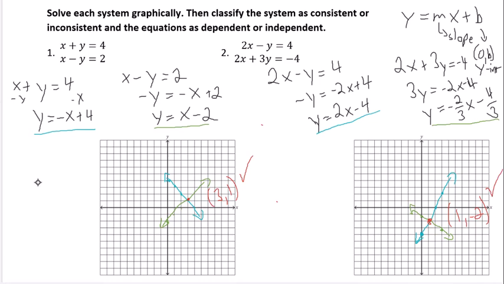All right, let's go ahead and classify these now. As you see that these are two separate lines and they have a solution. Because they have a solution, we call them consistent. And because they are two separate lines, we will say that these lines are independent.